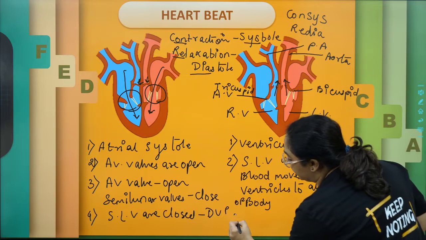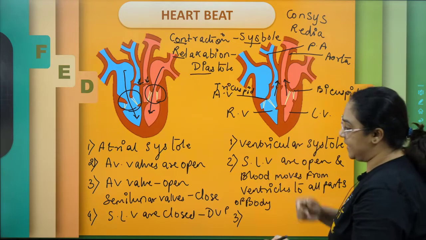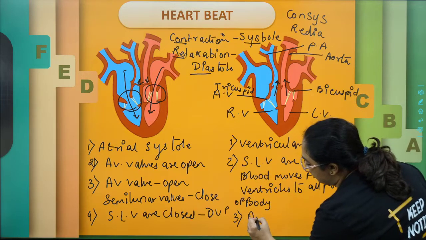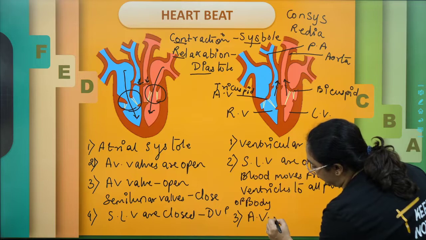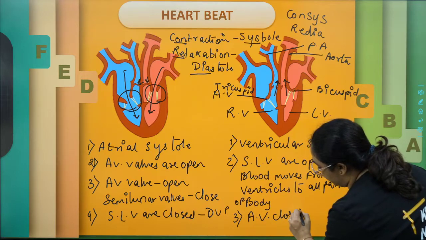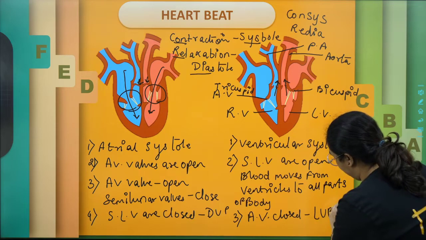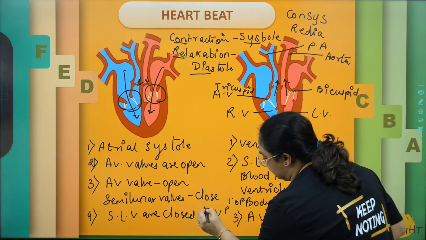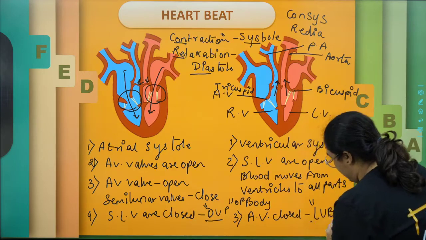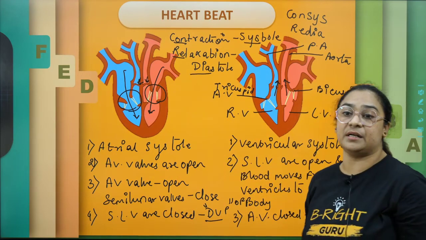नाउ व्हाट इज द टिपिकल साउंड दैट कम्स ड्यूरिंग दिस फेज? सो ड्यूरिंग दिस फेज, सिंस द एवी वाल्व्स आर क्लोज्ड शार्पली, ओके, शार्पली, द साउंड व्हिच इज प्रोड्यूस्ड इज लब. ओके, तो ये साउंड आपसे पूछा जा सकता है ड्यूरिंग द एग्जाम. सो दिस इज हाउ द हार्ट बीट अकर्स.